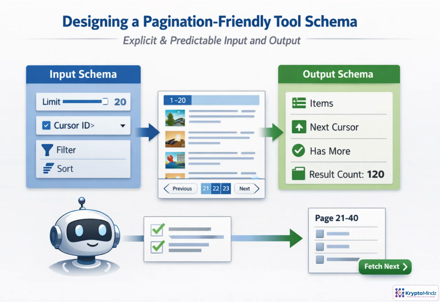A pagination-friendly schema removes guesswork for both the server and the model. The request should make page size explicit with a limit, while the server still enforces a maximum. The cursor is optional on the first call, then treated as an opaque token on the next call. Sort and filter options should be controlled, not open-ended. The response should include the items, a next cursor, has more, and often result count. Those fields tell the client whether to continue, without relying on prose or interpretation.